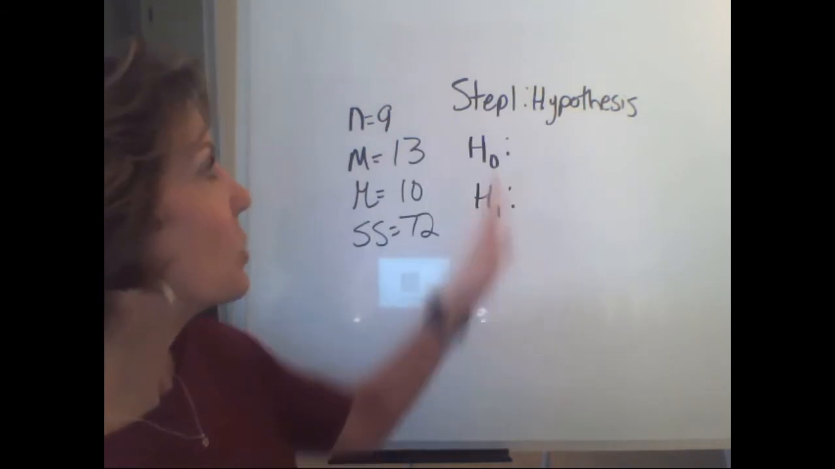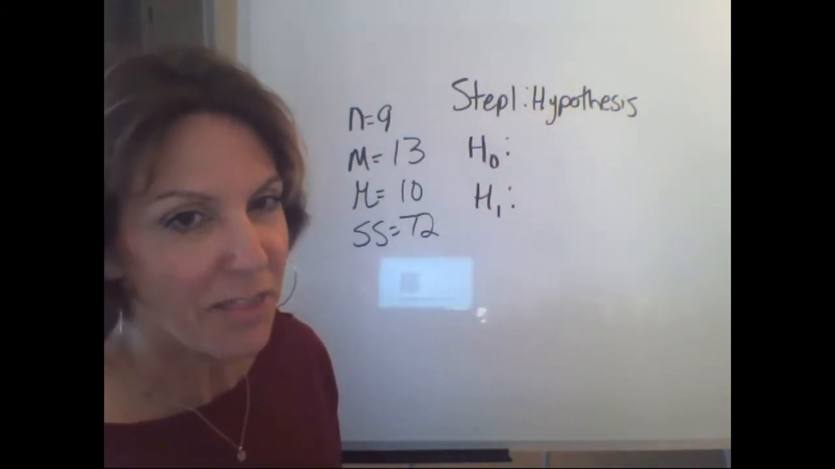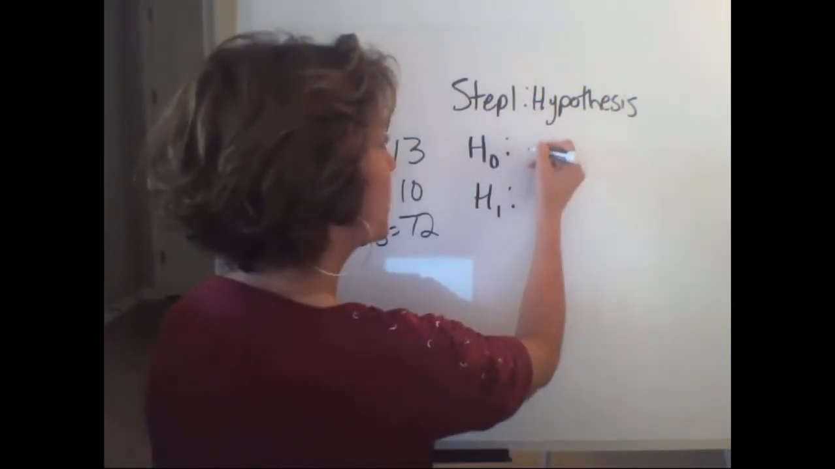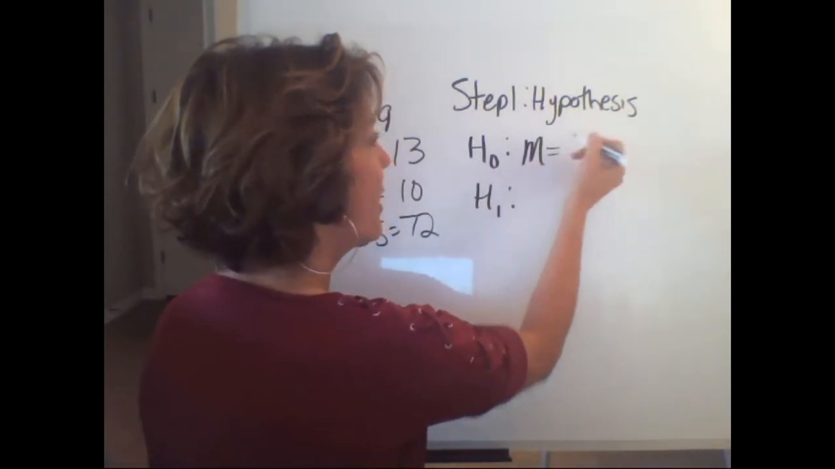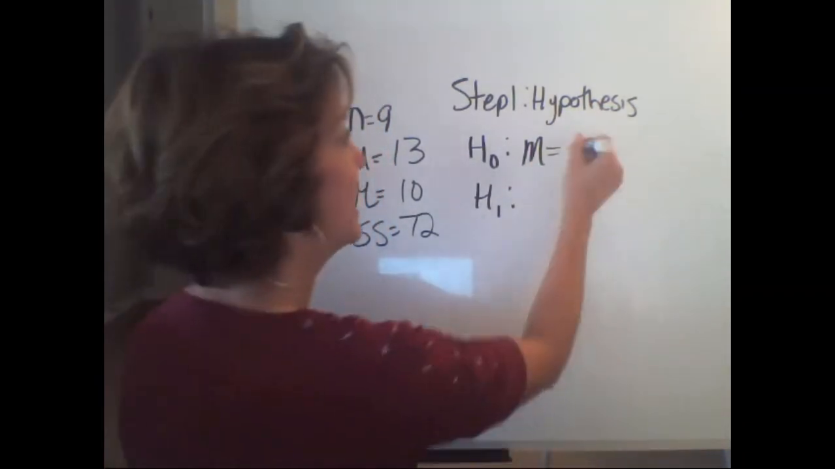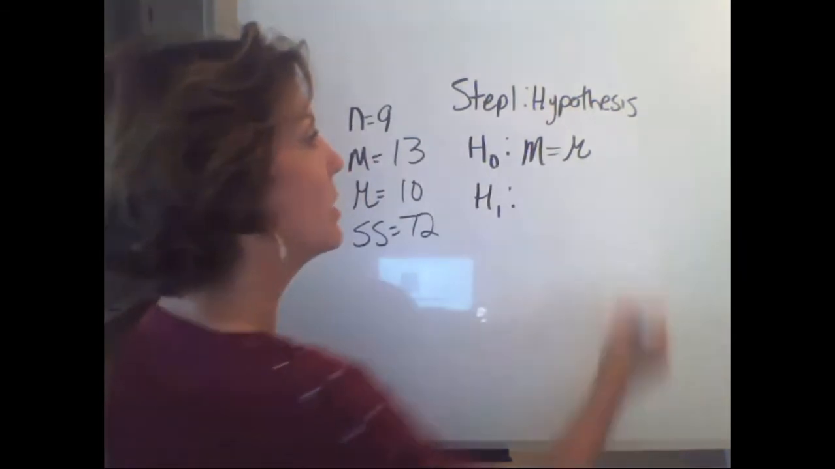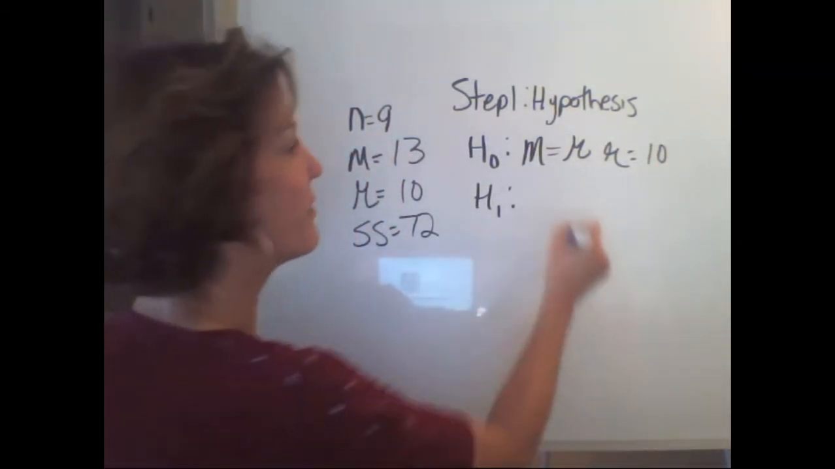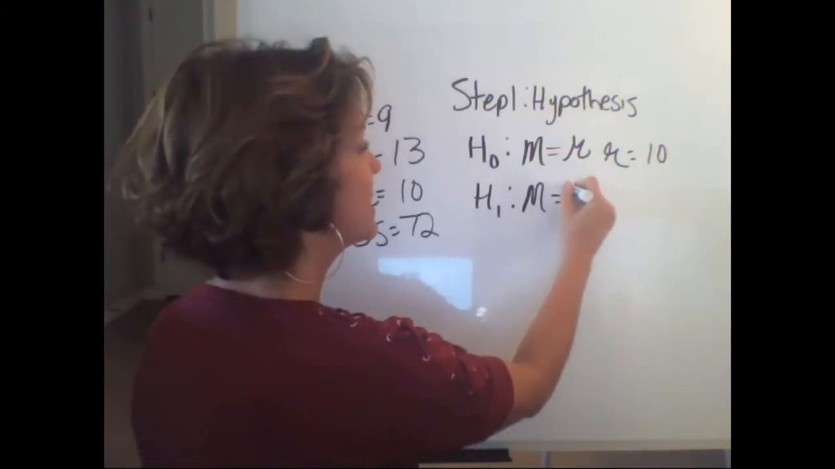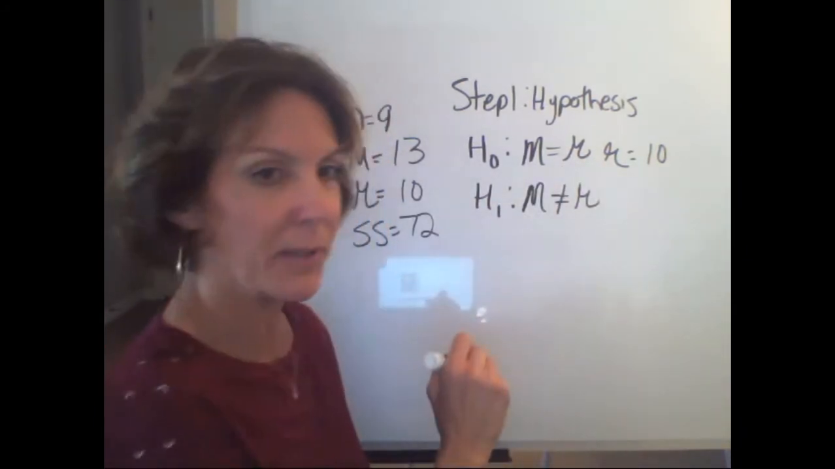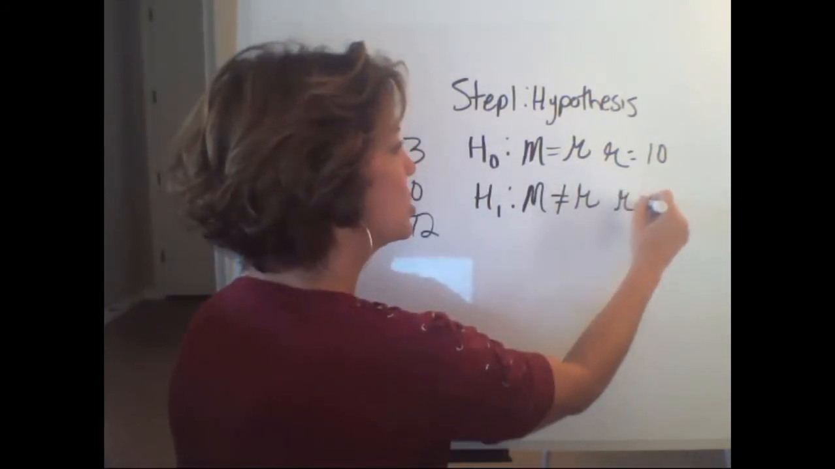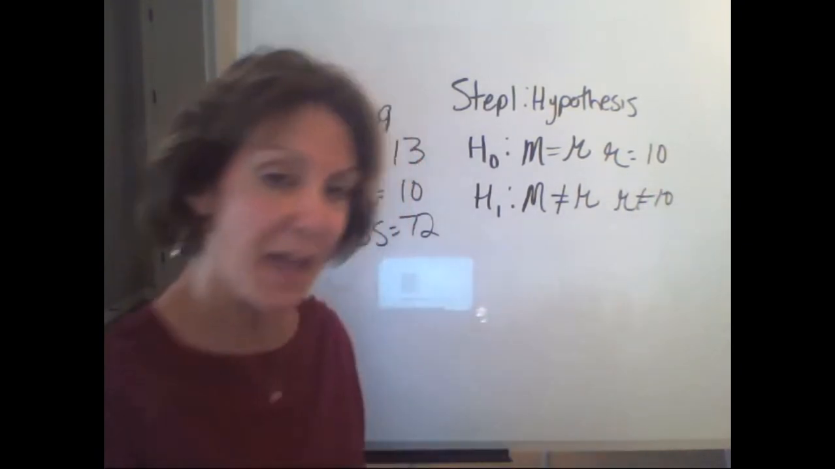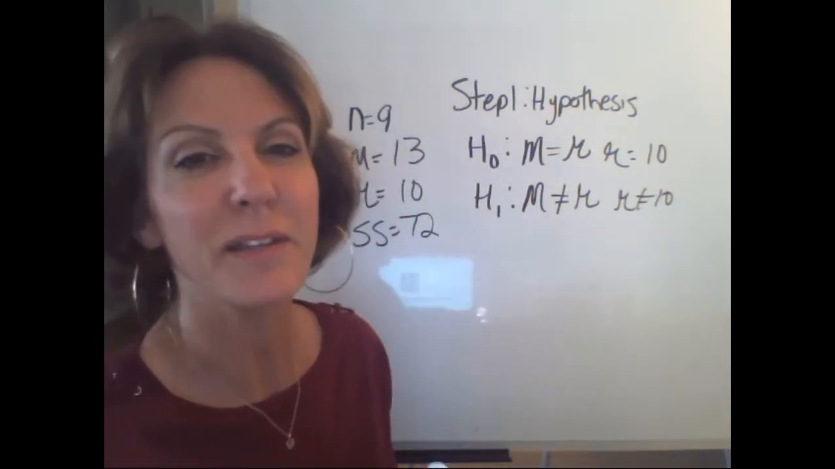All right, so first step is to set up our hypotheses. So we're just quickly gonna say that the null hypothesis is that our mean is equal to the population mean, or that the mean is equal to 10. And the alternative hypothesis is that our mean is not equal to the population mean, or the population mean is not equal to 10. So that's pretty easy. Let's go on to step 2.